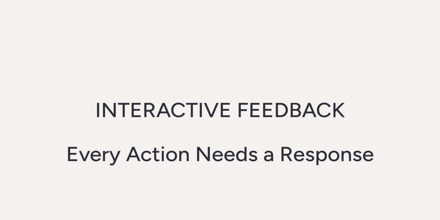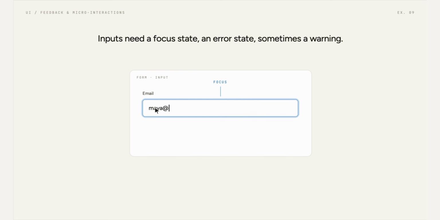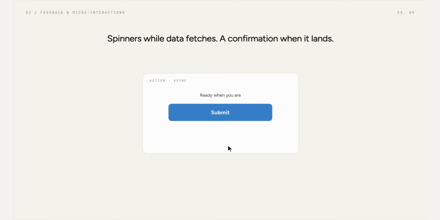Interactive feedback. Every action needs a response. This principle sounds obvious, but it's violated constantly. When a user does something, the UI has to respond. Inputs need a focus state when clicked into, and an error state with a red border and a message when something's wrong, and sometimes a warning state for non-blocking issues. Loading spinners when data's fetching, success messages when an action completes, micro animations on a scroll or a swipe. Every interaction needs a response.